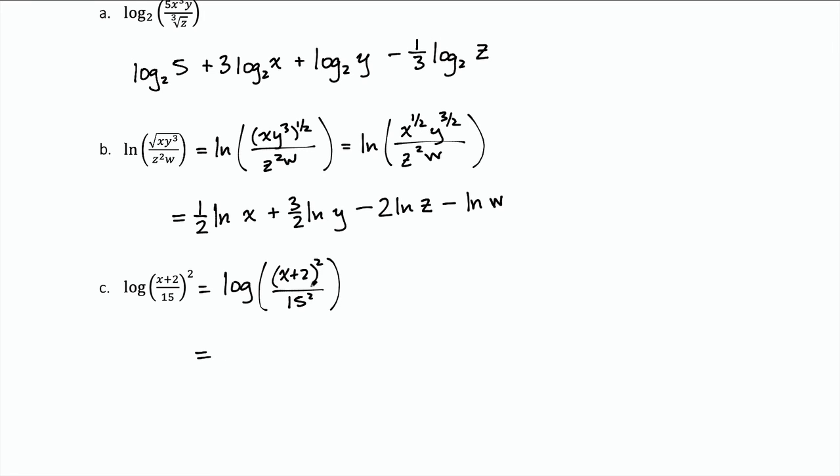My numerator, I just have the one factor, the x plus 2. And so that just gives me the one term of log of x plus 2. The squared can come out in front. Exponents can come out in front. And then my denominator has this factor of 15. So we can subtract that because it's from the denominator. And I've got a log of 15. Again, the squared can come out in front.